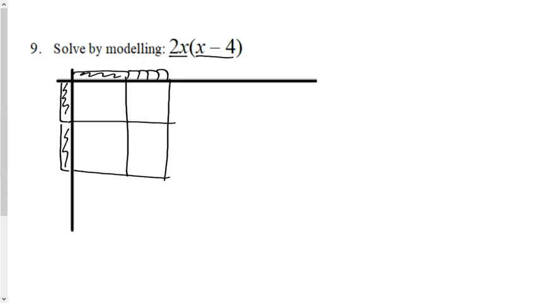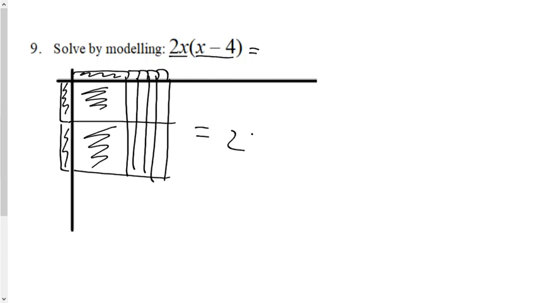When you shade in all your stuff in here, ask yourselves, are they positive or negative? These are going to be positive. Those will be negative, and therefore your answer is the area, which will be 2x squared and a minus 8x.